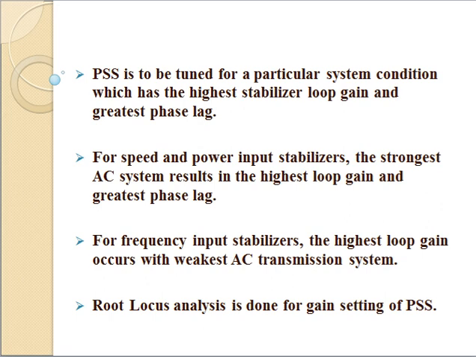So, depending upon the control signal, for speed and power input stabilizers, the strongest AC system results in the highest loop gain and greatest phase lag. And for frequency input stabilizers, the highest loop gain occurs when the system is weak. So you have to check which control signal you are going to use for overall PSS operation. And at the end, once all these things are done, the gain of the PSS is also important, for which you can use a standard control system technique related to root locus. So root locus analysis is done to set the gain of the power system stabilizer.